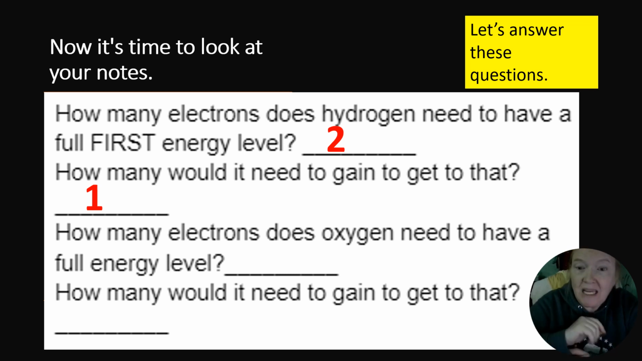So now think about the second energy level. How many electrons does oxygen need to have a full energy level? Well, in matter of fact, any element to have a full second energy level, that would be 8, because if we look, the second number is always 8 when it's full. So how many did oxygen have right now? It had 6, but it needs 8. So how many does it have to gain? 2, okay?